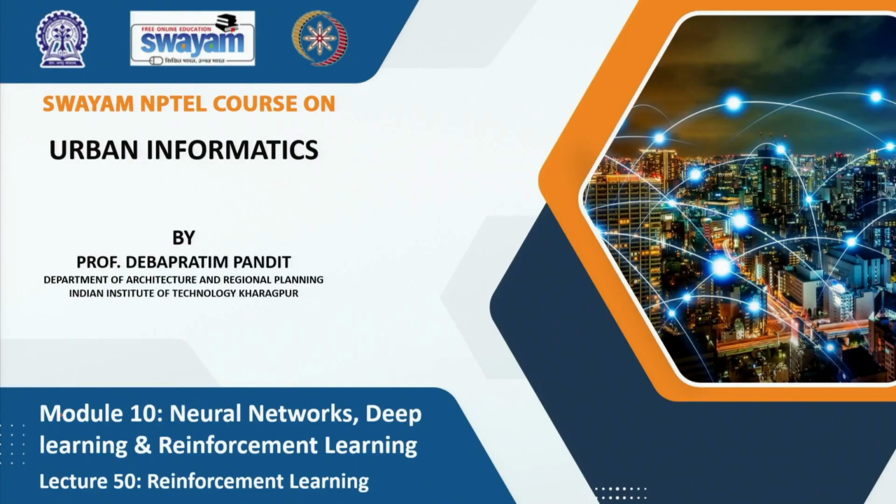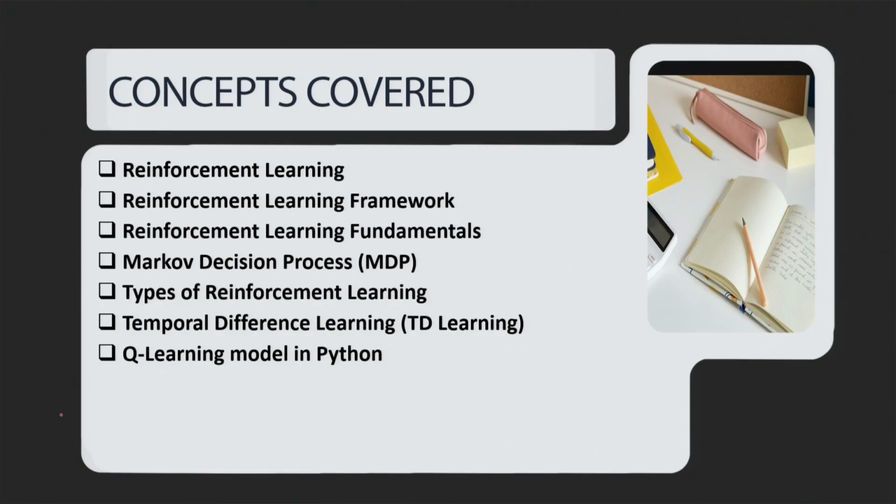Welcome back. In lecture 50, we will learn about reinforcement learning. The different concepts that we will cover will be the reinforcement learning framework and reinforcement learning fundamentals. Then we will learn about the Markov decision process. Then we will look into types of reinforcement learning, temporal difference learning, otherwise known as TD learning, and then we will demonstrate a model of Q learning in Python, which is one variant of reinforcement learning.